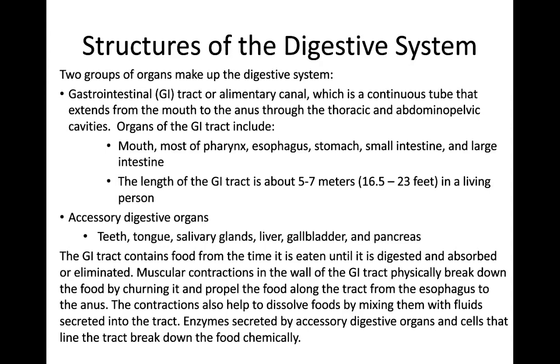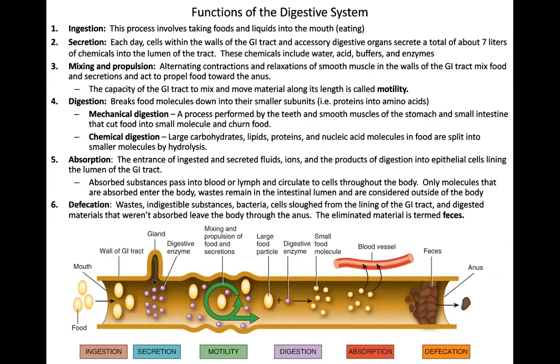But your liver, gallbladder, and pancreas are very, very important as well and connected to it by way of some ducts. The tract itself contains food from the time it's eaten to the time it's digested and absorbed or then eliminated. Muscular contractions in the wall of our GI tract physically break down food by churning it and propelling it along the tract from our esophagus to the anus. The contractions also help dissolve food by mixing it with fluids secreted in the tract. The enzymes secreted by these accessory digestive organs and cells that line our tract break down our food chemically, which is one of the functions of our digestive system I have listed here on this page.